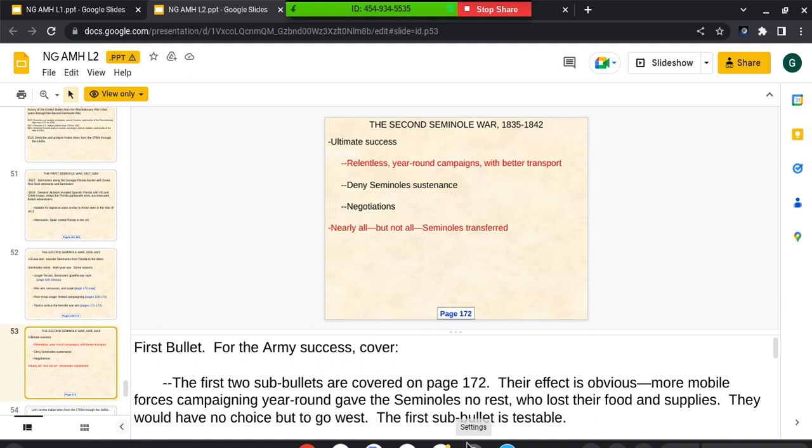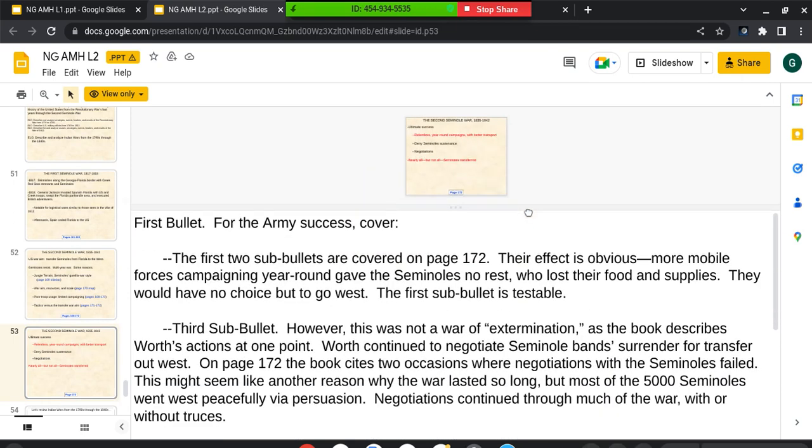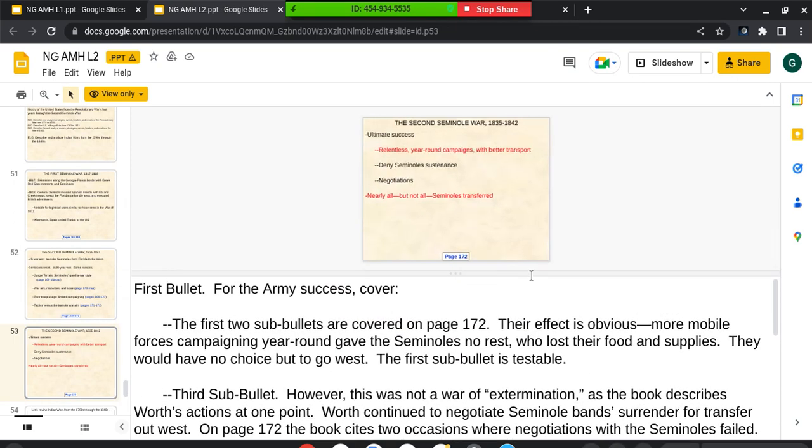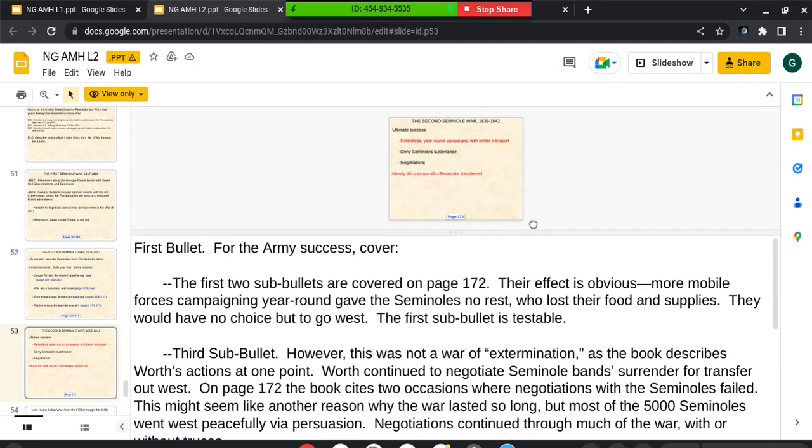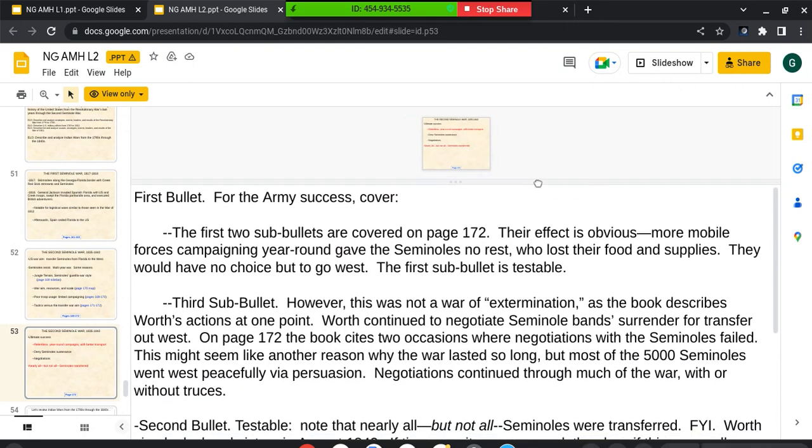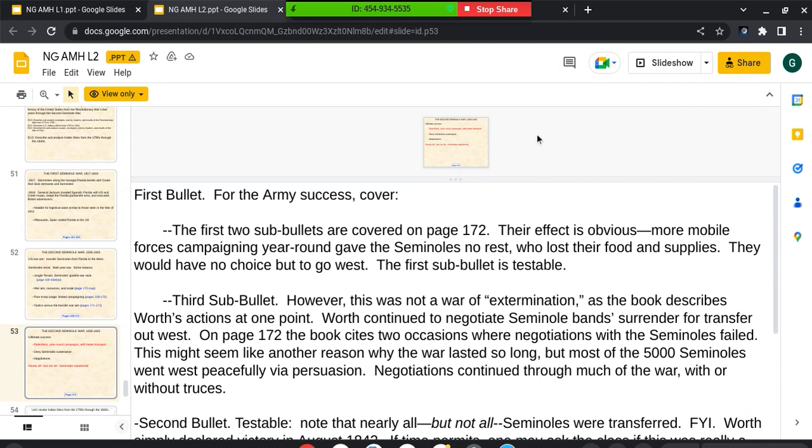The first two sub-bullets are covered. The effect is obvious. More mobile forces campaigning year-round gave the Seminoles no rest, and for that reason the Seminoles lost their food and supplies. They had no choice but to go west. So that's testable. And what else is testable was talking about how almost all the Seminoles had to be transferred west out of their home after the Second Seminole War.